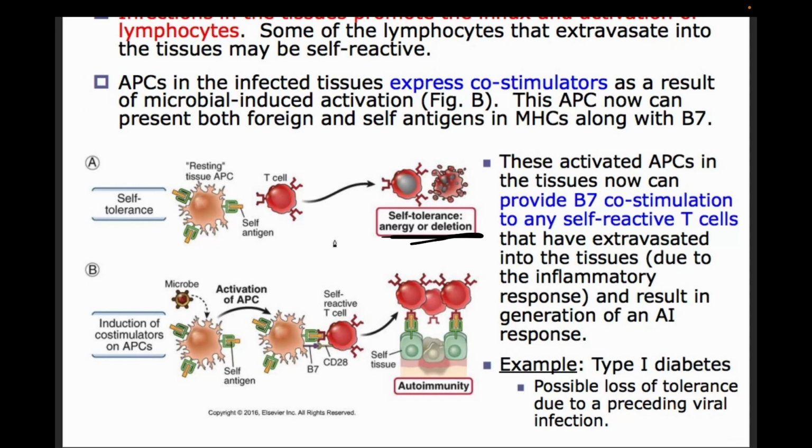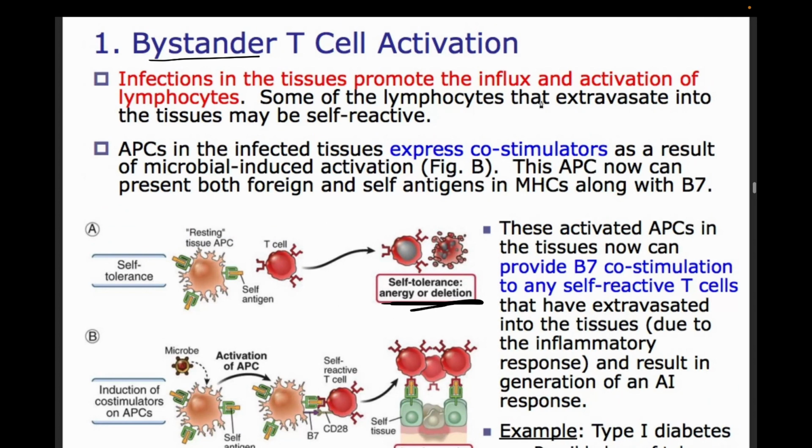So what will happen is extravasation from the blood vessels carrying many lymphocytes, especially in severe infections, including the activated lymphocytes, and sometimes, as it is written here, lymphocytes that extravasate into the tissue may be self-reactive. And this happens in severe infections, severe inflammations.